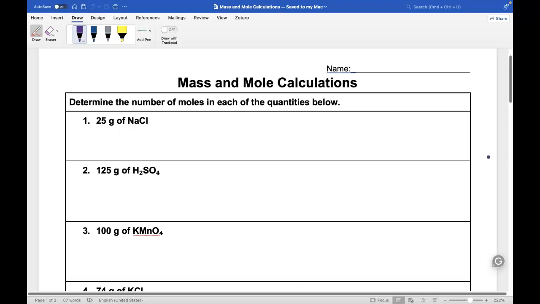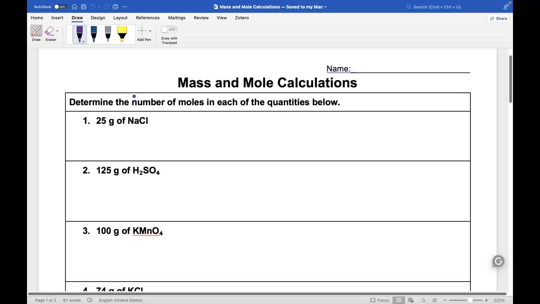Okay, for this video, I'm going to walk through how we do mass and mole calculations. Last week we converted from moles to particles or particles to moles. Now we're going to do mass and mole calculations. The mole notes, at the very end of it, have the conversions that are used for this assignment.